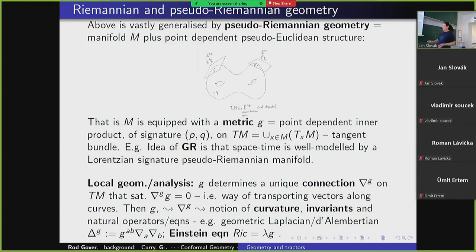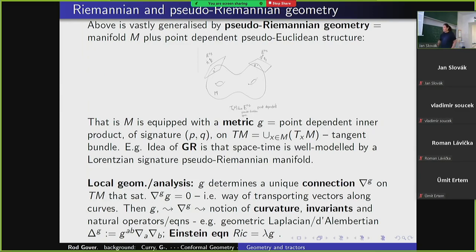And the idea of general relativity as a sort of motivation again is that space-time is well modeled by a Lorentzian signature pseudo-Riemannian manifold. So the idea is that gravity and the path of planets and things is coming from the curvature of such objects.